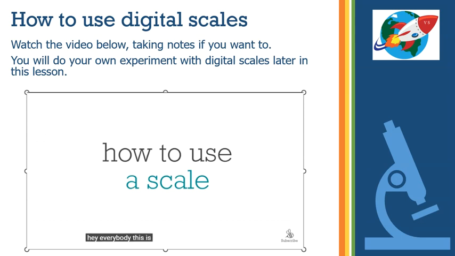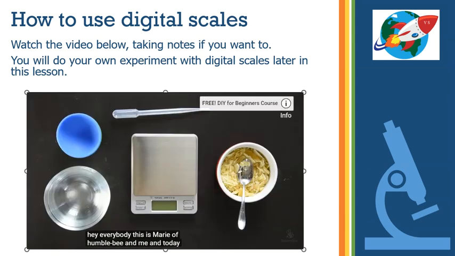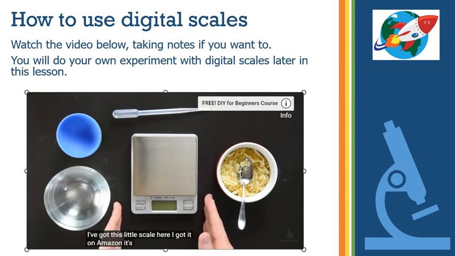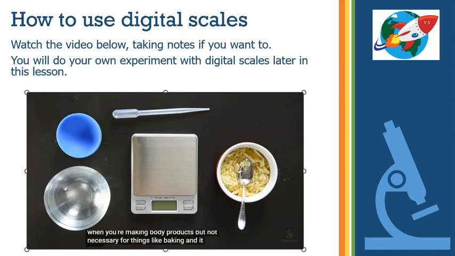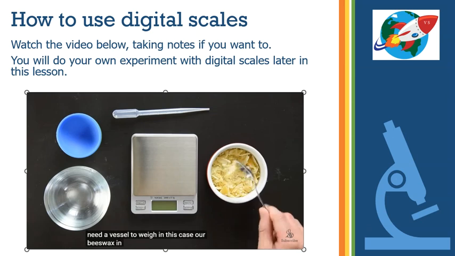Hey everybody, this is Marie of Humblebee and Me, and today we're going to be looking at how to use a scale. So, I've got this little scale here. I got it on Amazon. It's quite inexpensive. It weighs down to 0.1 of a gram, which is a level of precision that's really nice when you're making body products, but not necessary for things like baking. And it goes up to 2 kilos, which is a nice top range for most of the things that we'll be working with. So to start with, you'll need a vessel to weigh, in this case, our beeswax into.